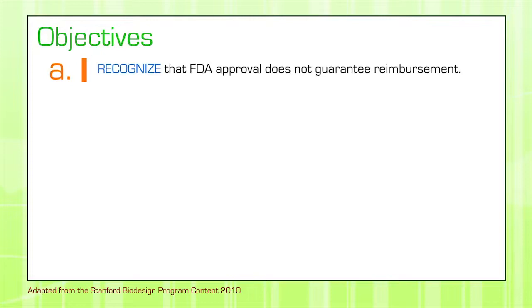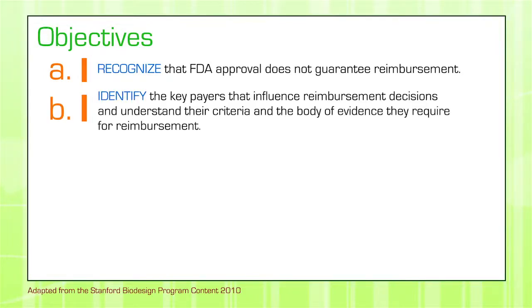So if you remember a little bit on reimbursement basics, we talked about payers and codes and things that were perhaps more complex than even FDA approval. Though for today, I want you to recognize that FDA approval also does not guarantee reimbursement, and to identify some key payers and parameters that influence reimbursement decisions and planning.